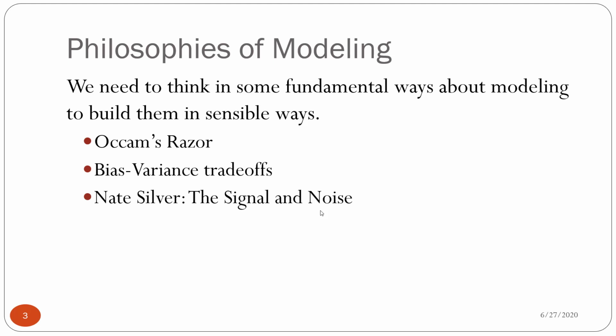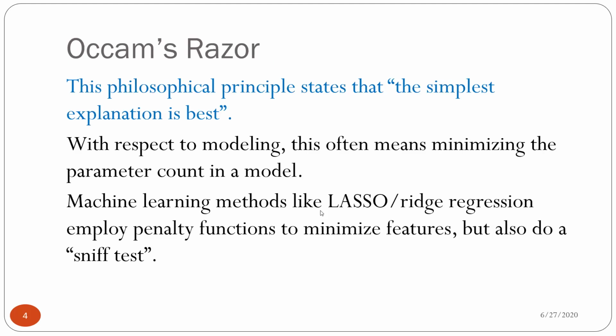So let's start with the simplest, the first one, which is Occam's razor. What does it say? Occam's razor is a very interesting philosophy that says that if you are given two models, and you have to pick one of the two, and these two models are very similar in terms of performance, then you had better pick the simpler model.